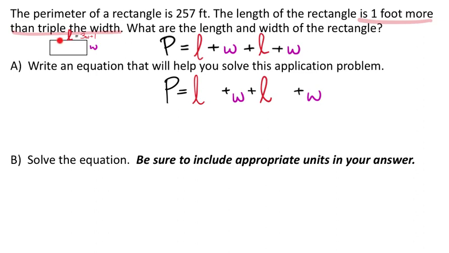Well, with the stuff that we wrote here, length is 3 of the widths plus 1. I can replace those lengths in the equation. So that's what I will do. My length is actually 3 of the widths plus 1. 3 times the width plus 1. And I'll do that with the other part as well. So 3 times the width plus 1. Boom. This is my equation.